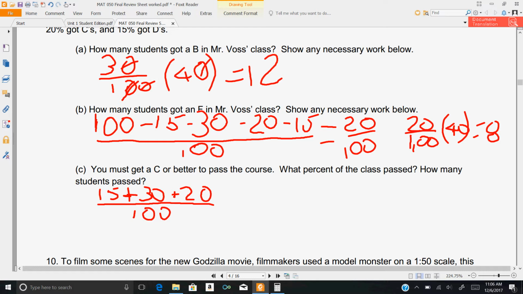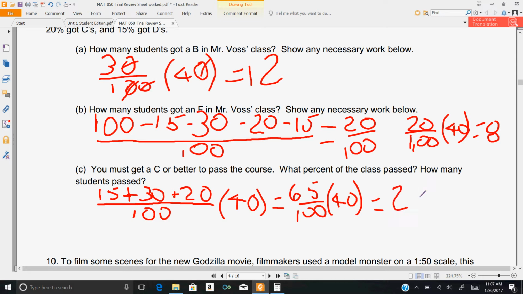65 out of 100 passed, but we don't have 100, we have 40. So we multiply by our 40 students, and that tells us that, like I said, 65 out of 100 passed. Multiply that times 40, and I get 6.5 times 4, 13 times 2, 26. 26 out of the 40 students passed.